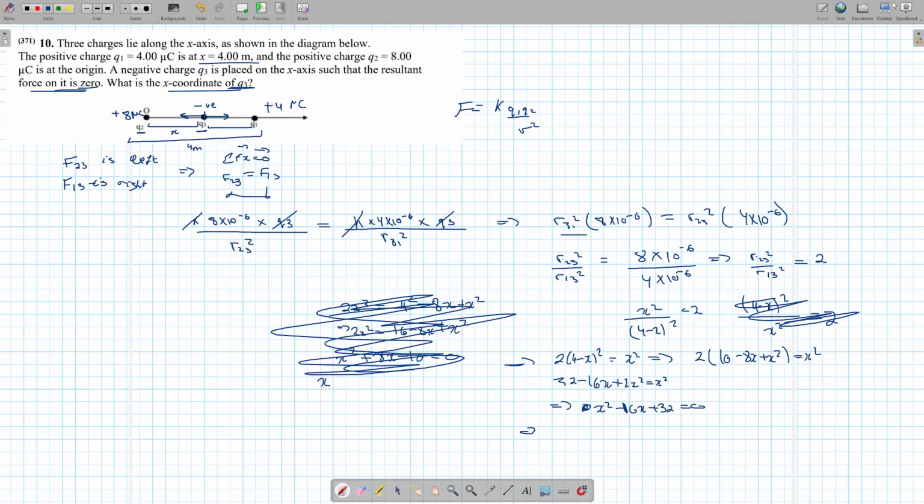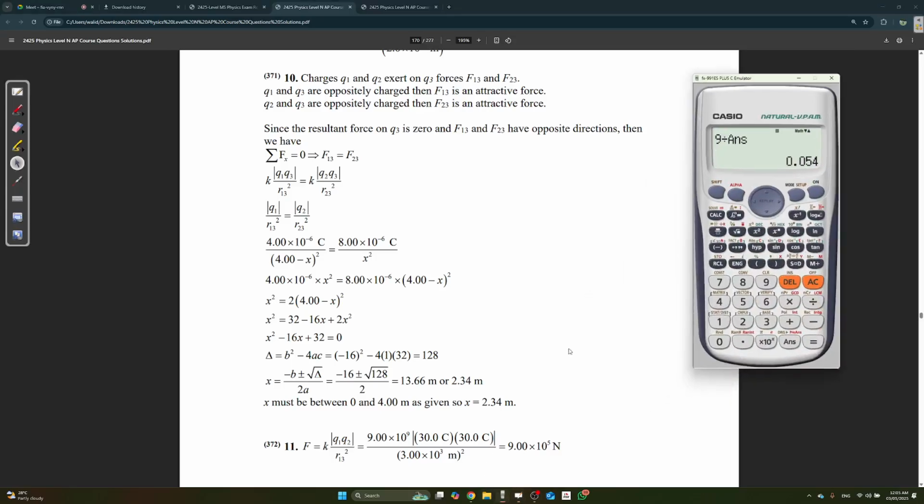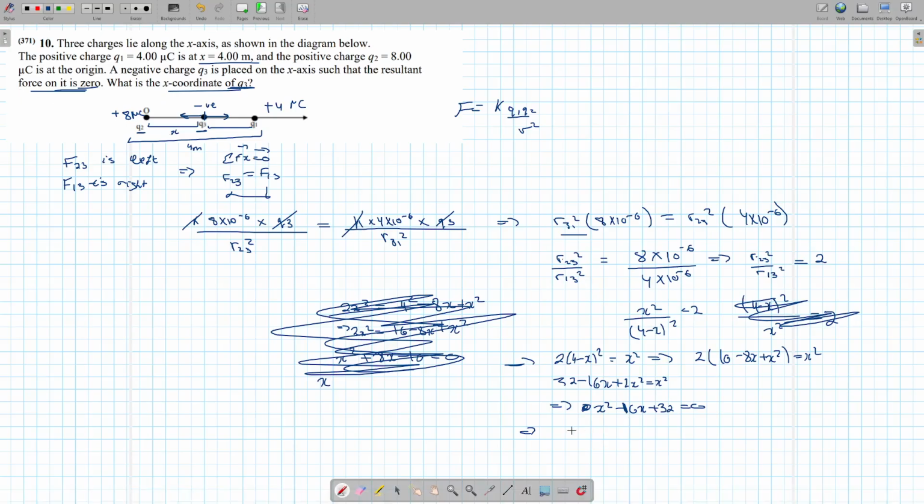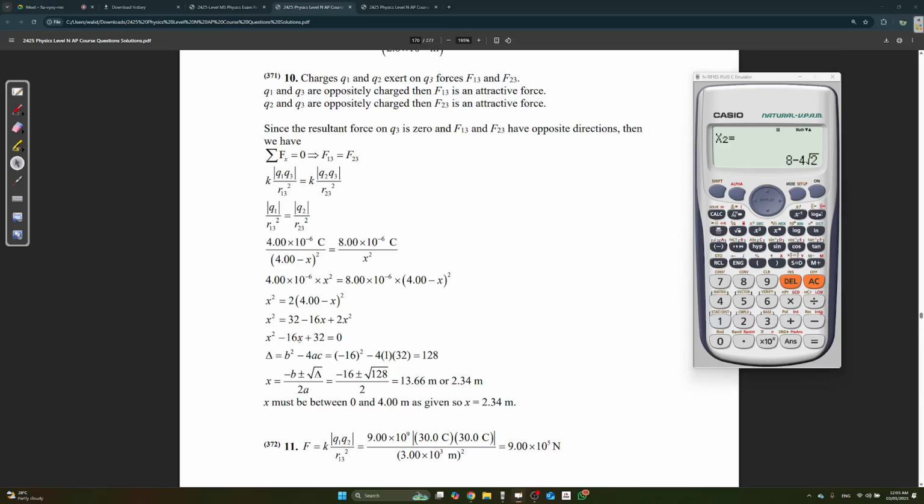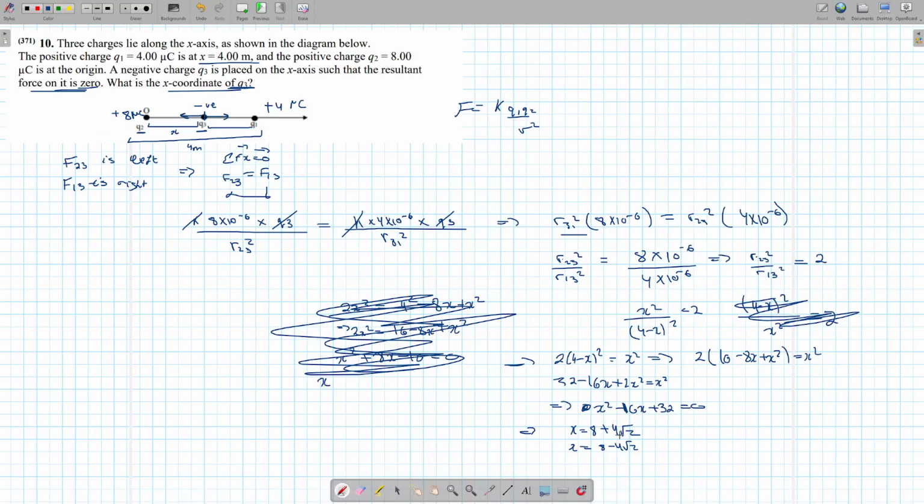8, 4. I don't know. How do you factor this? x squared minus 16x plus 32. You get 8 plus 4 root 2, 8 minus 4 root 2. So you're gonna get x is equal to 8 plus 4 root 2 and 8 minus 4 root 2. I'm kind of concerned because it's not this. Did they get the same quadratic? Okay. Anyways, so you get these two.